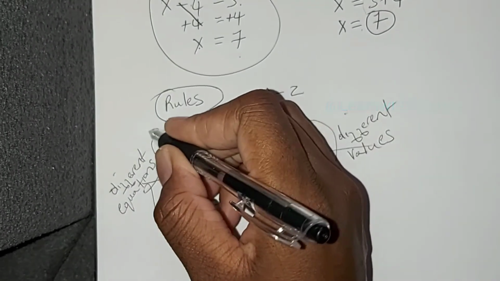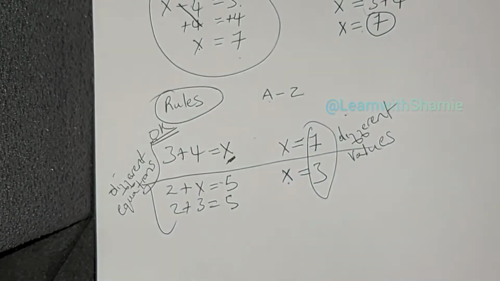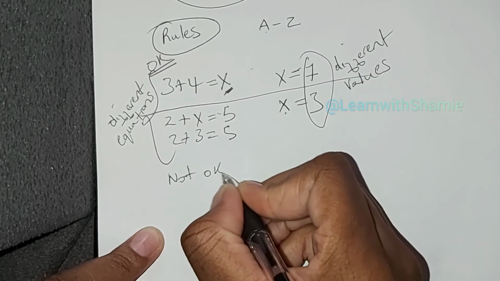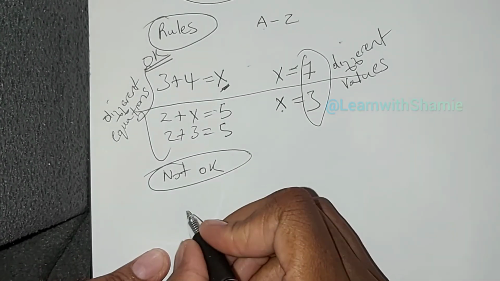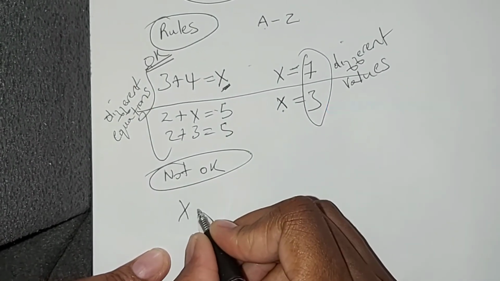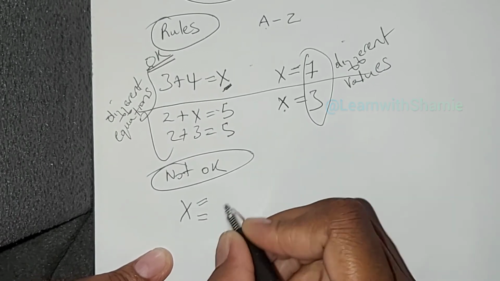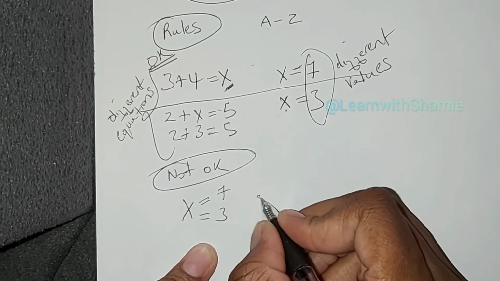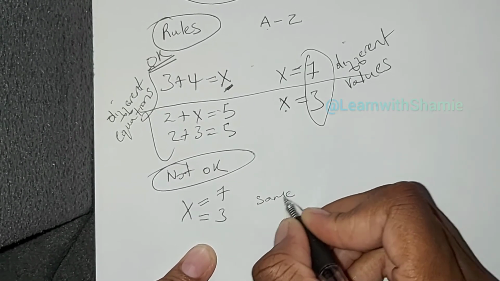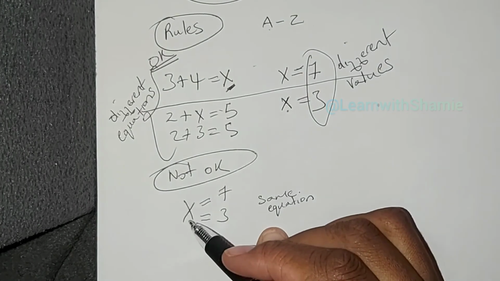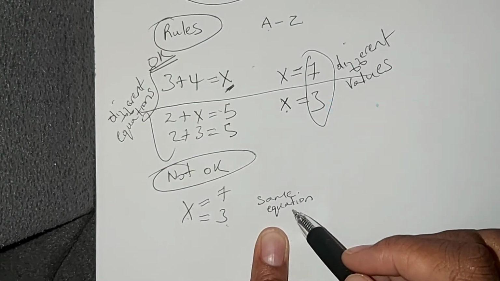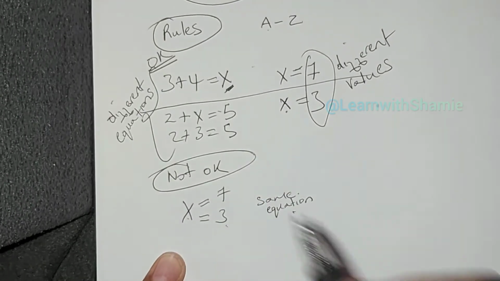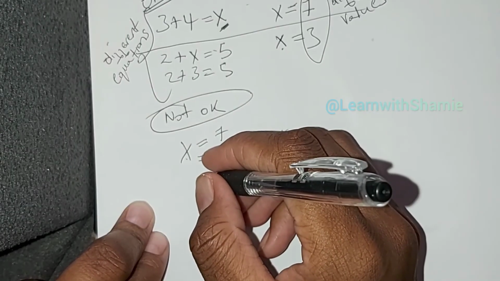And that's okay. But what is not okay is for a letter to stand for different values in the same equation. So for x to stand for different values in the same equation at the same time, that is not okay. I'm going to show you an example.